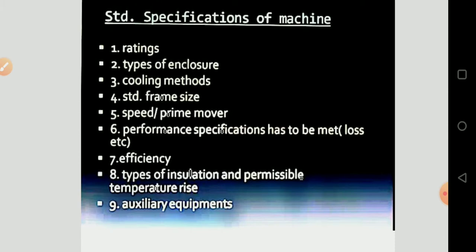These are the standard specifications of the machine: rating, type of enclosure, cooling method, standard frame size, speed of prime mover, performance specification to be met, efficiency, types of insulation and permissible temperature rise, and auxiliary equipment. These are the standard specifications.